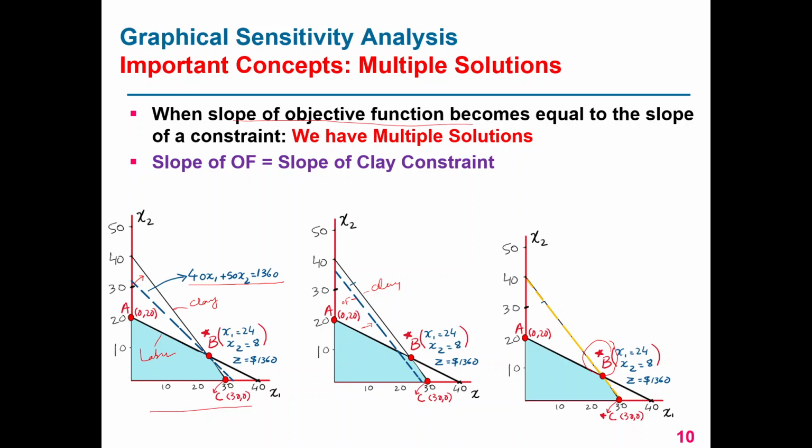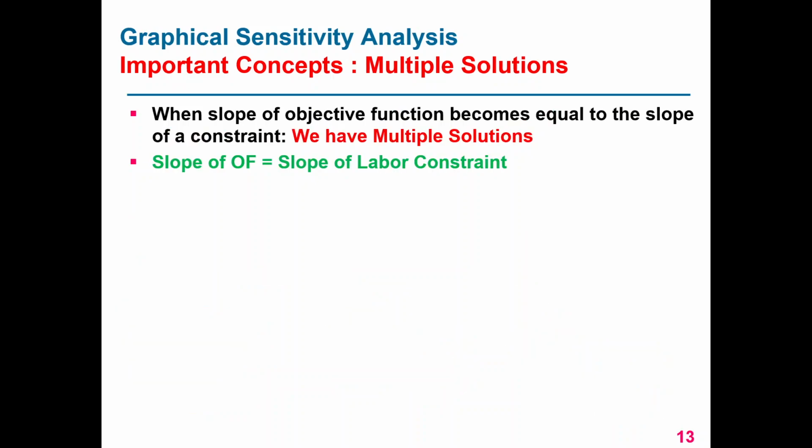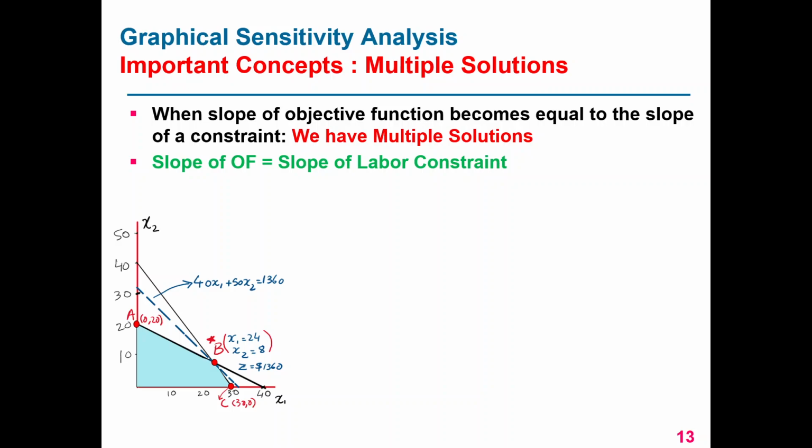So that means whenever the slope of the objective function becomes equal to a constraint, we have multiple solutions. Now let's see what happens when we change the slope of the objective function equal to the slope of the labor constraint. So this is again our original problem where the objective function had this slope, this equation, and a slope of minus 40 by 50.